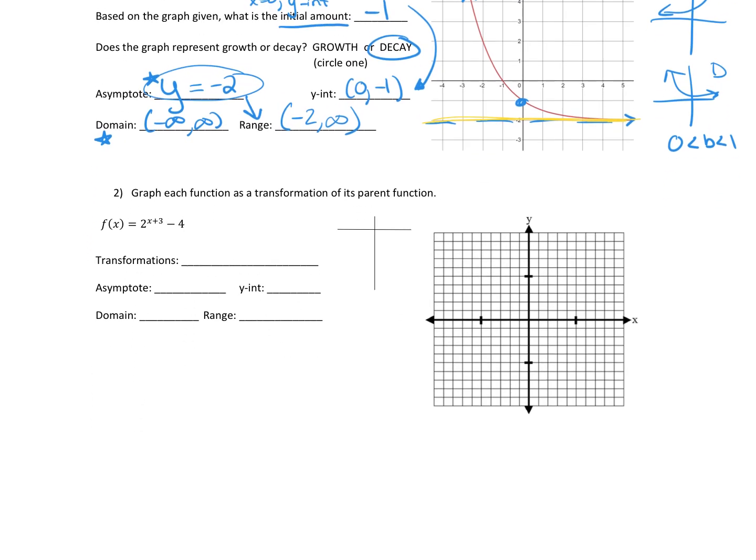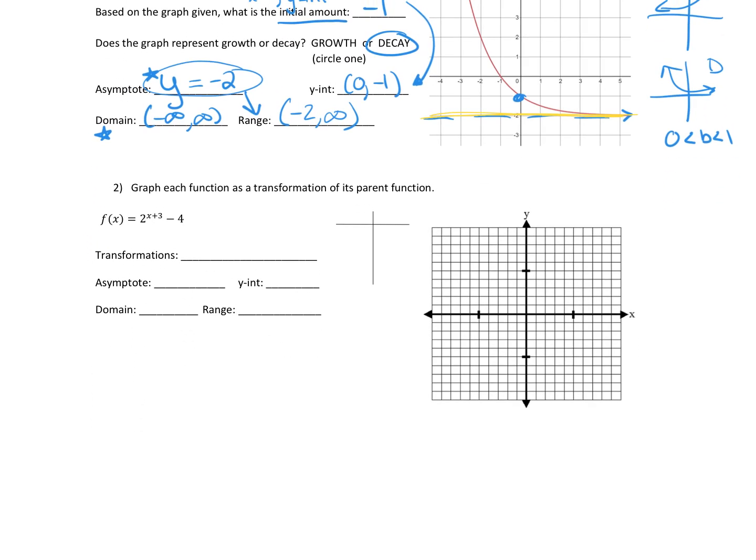So let's transfer this into graphing. Now when we're graphing, my parent function is going to be f of x equals 2 to the x. The +3 tells me that I'm going left 3, and the -4 tells me that I'm going down 4. So when I'm making my table, I'm going to plot 3 main points. 2 to the -1 is 0.5, 2 to the 0 is 1, and 2 to the 1 is 2. I could add another point if I want, like 2 to the second, which is 4, excuse me.